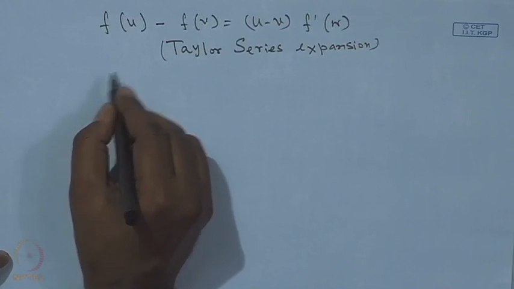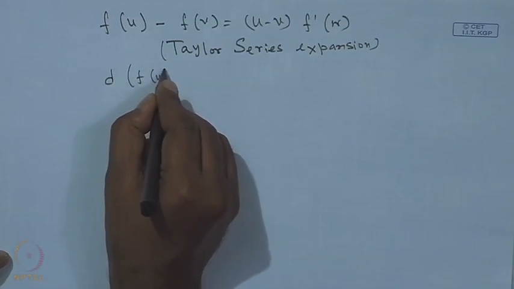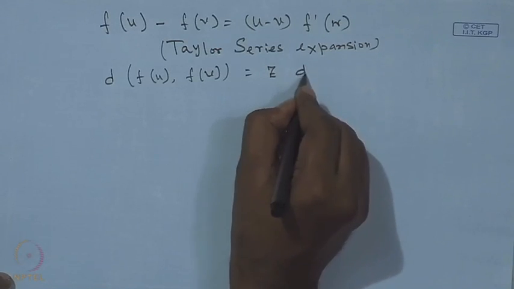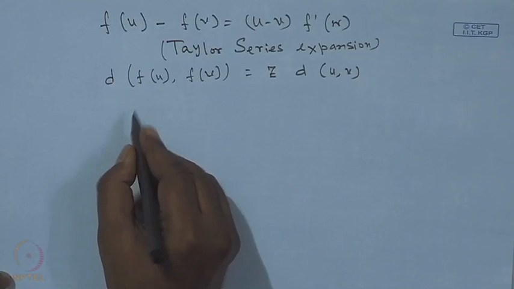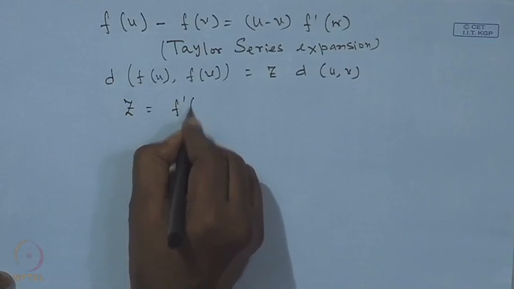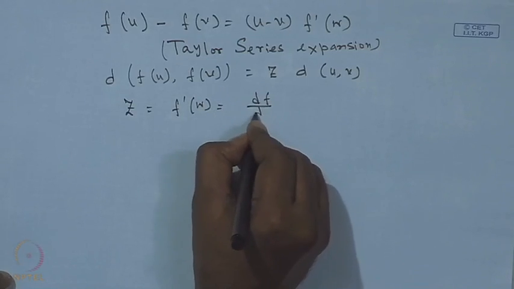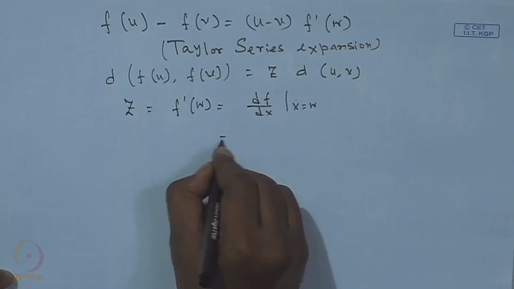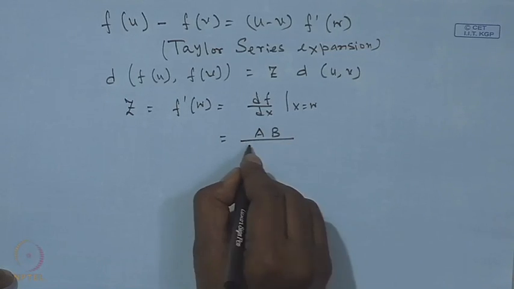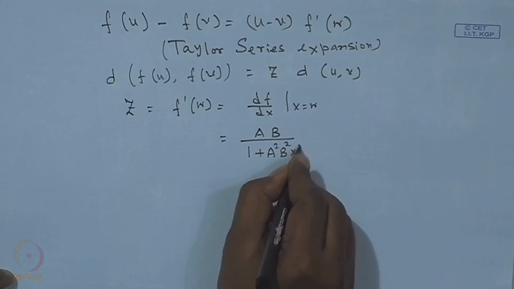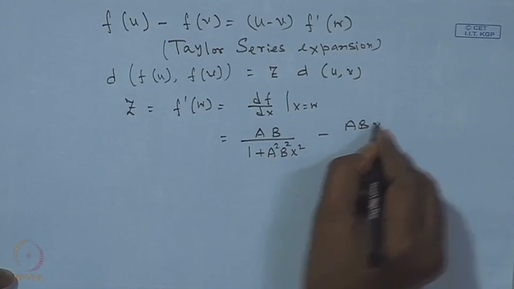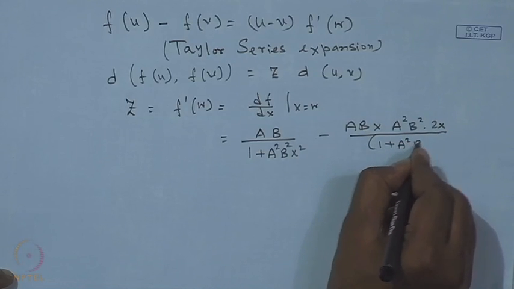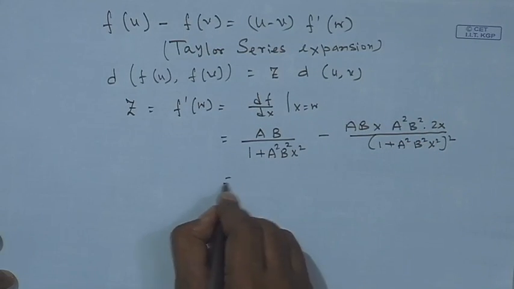So we make this analysis further. The metric between f of u and f of v becomes z times the metric between u and v. If you remember, z is nothing but f prime evaluated at w. So it will be df dx evaluated at x is equal to w, and if you differentiate this expression, this becomes a b divided by 1 plus a square b square x square, minus a b x into a square b square multiplied by 2x, divided by 1 plus a square b square x square, square of that.